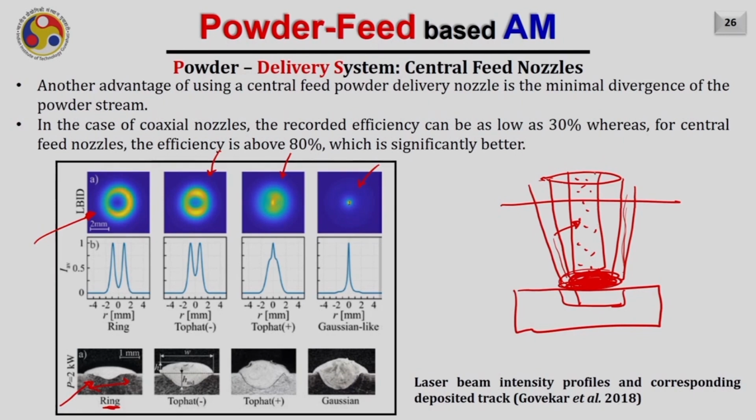Also, the powder particles, as they are coming now from the center, the catchment efficiency of the process will be higher. It has been observed that the coaxial nozzles recorded efficiency as low as 30%, whereas the central feed nozzles, such nozzles where the powder particles are coming from the center, used to have efficiency above 80%, because in that case the powder particles are enclosed by the laser beam, and that does not really allow a powder particle to bounce off or go away from the molten pool.